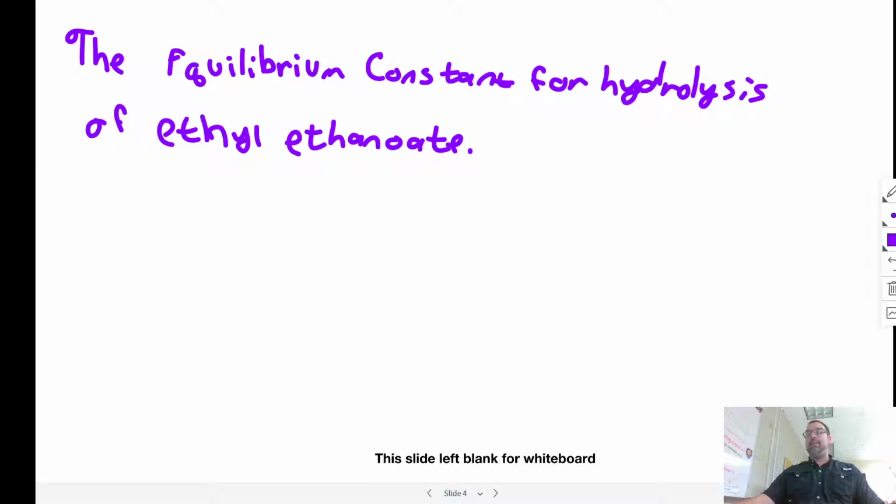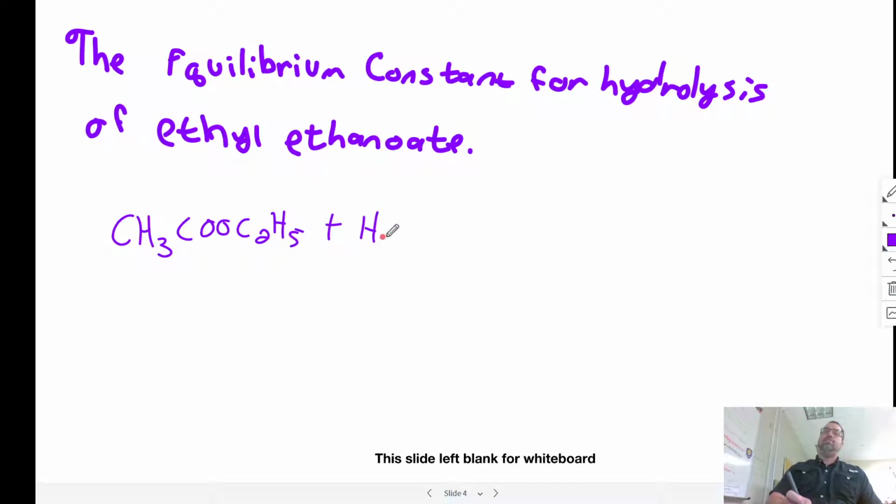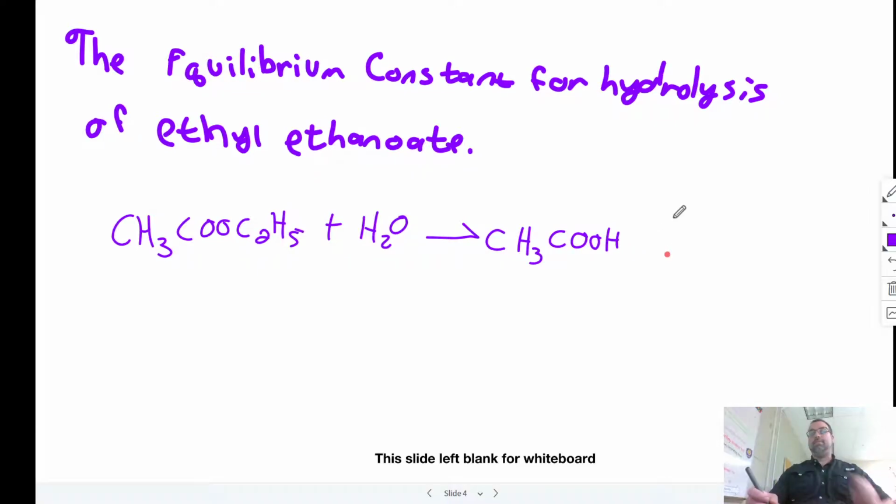And just as a reminder, the actual equation that we're working with is CH3COOC2H5. Okay, this is added to water, which we're going to have in excess, and that's going to make CH3COOH, which is our acetic acid, and that's also going to make some ethanol, C2H5OH. Okay, and this is the main equation of what we're looking for.